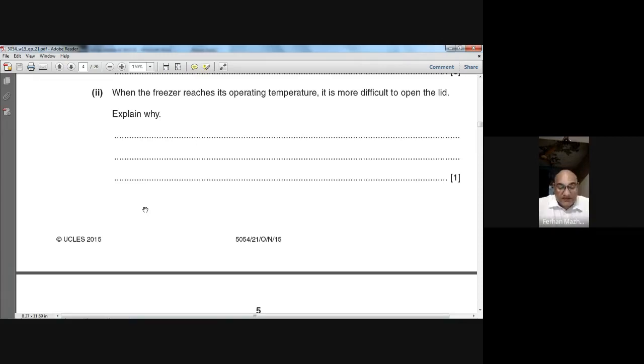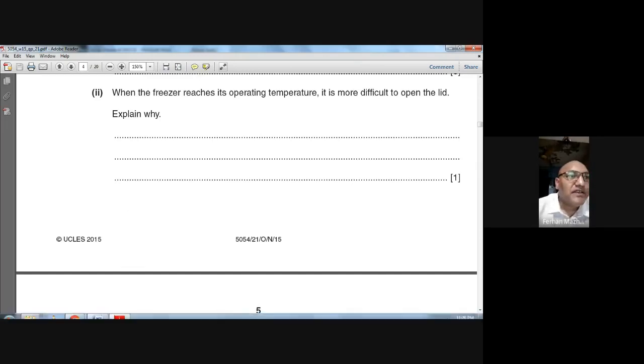So there is a difference of pressure between the outside air and the inside air. The outer air, the atmospheric pressure, is more as compared to the pressure of the air inside the freezer. So due to the difference of pressure between the outside air and the inside air, there is a resultant force acting downward on the lid of the freezer. Due to that resultant force, it becomes difficult to open the lid of the deep freezer.